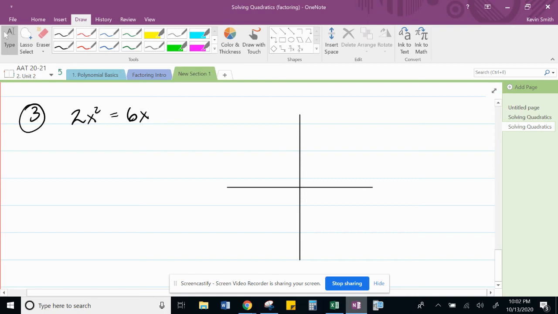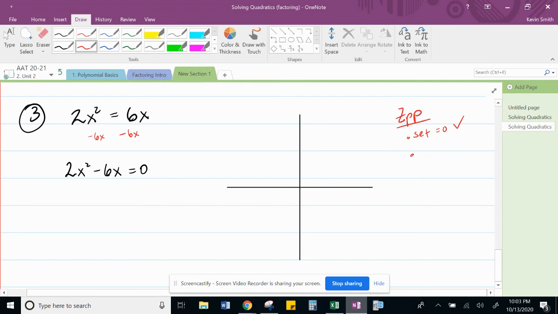So the first thing you might notice is that this is not set equal to 0. If I want to use the zero product property, ZPP, I've got to set this thing equal to 0. So we'll just do that. We'll subtract 6x on both sides. And we get 2x squared minus 6x equals 0. So number one, this is good. It's now set equal to 0.